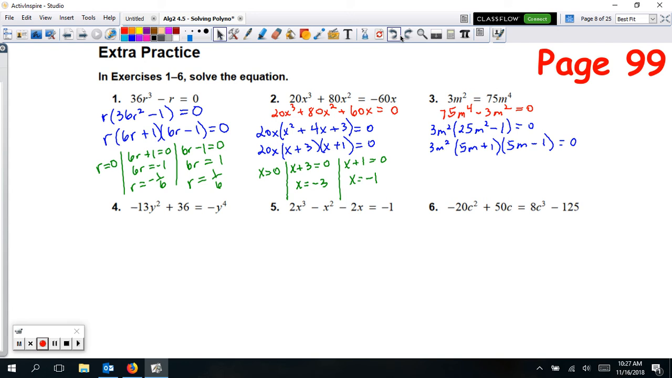So now we just set each factor equal to 0. And again, like I said, I'm just going to go straight to saying m equals 0 from this GCF. That's always going to be a 0 out here from the GCF.